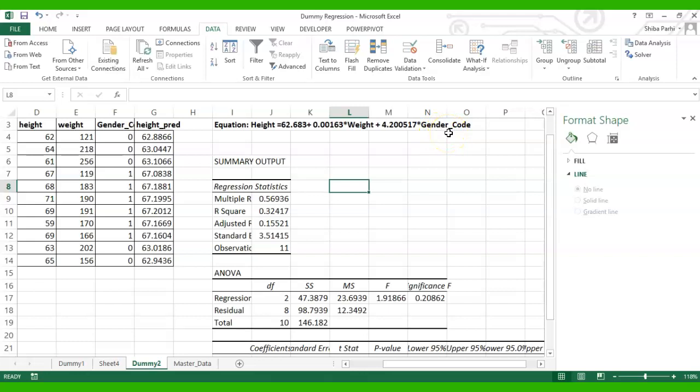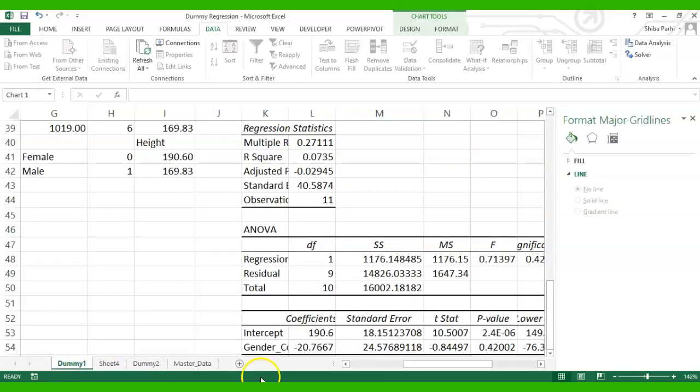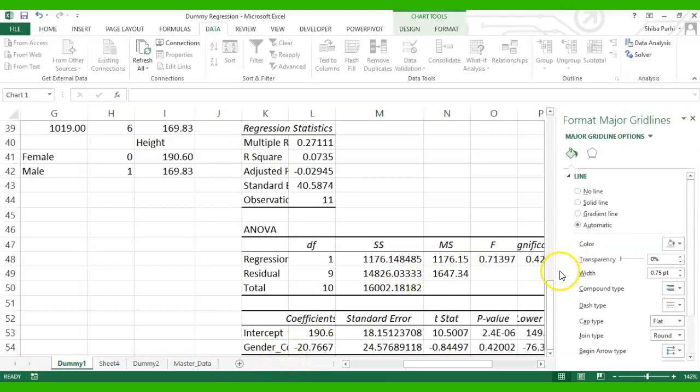And the gender: if I change gender by 1 unit, meaning from male to female, then on average the difference between these two averages will be 4.2051, keeping weight constant. So keeping gender constant, if I change weight, the height will change by this. Keeping weight constant, if I change gender, the average difference between the two categories will be 4 point something.